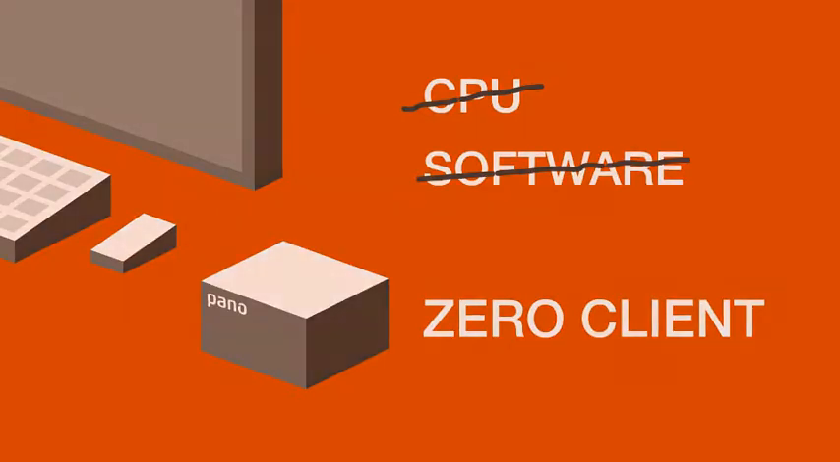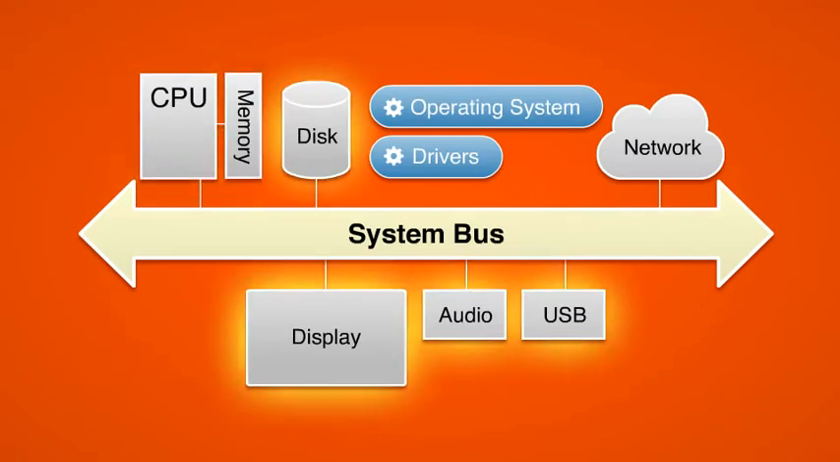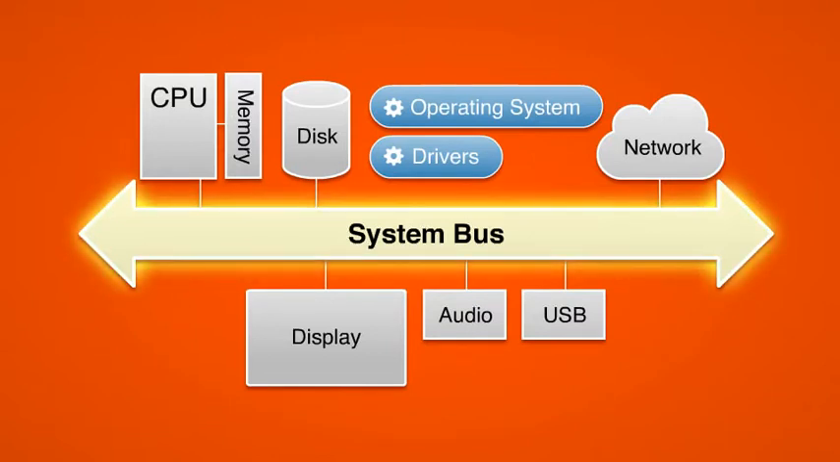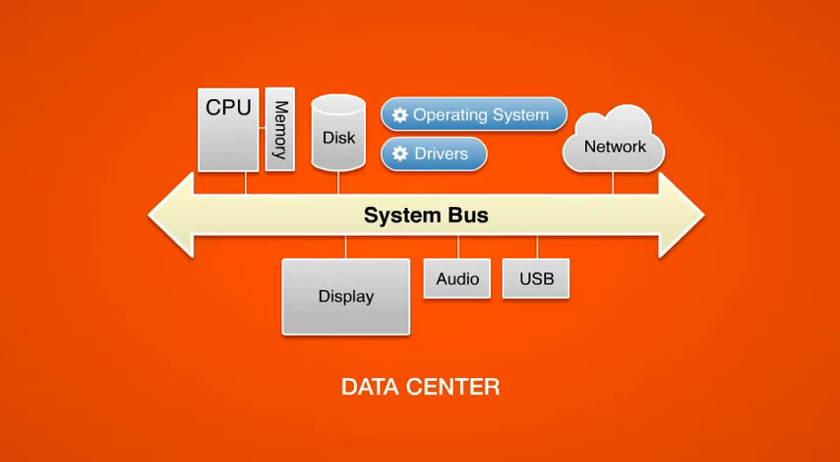To best understand what a zero client is, let's start by looking at the inside of a regular old desktop PC. Inside, there's of course a processor, system memory, a number of I/O peripherals such as display and storage, and most importantly a system bus that ties them all together.